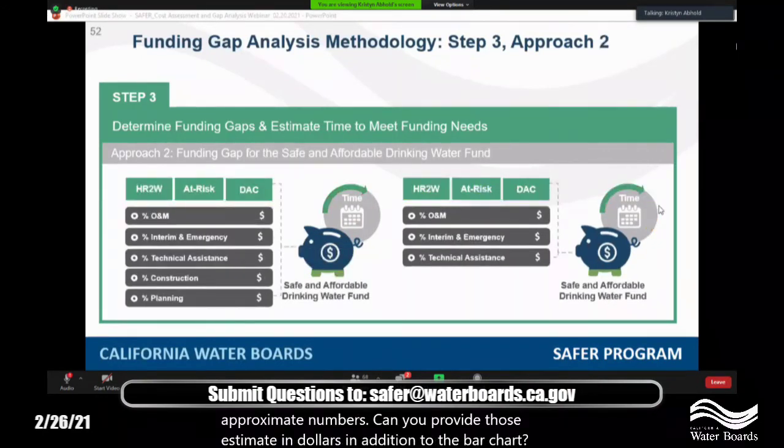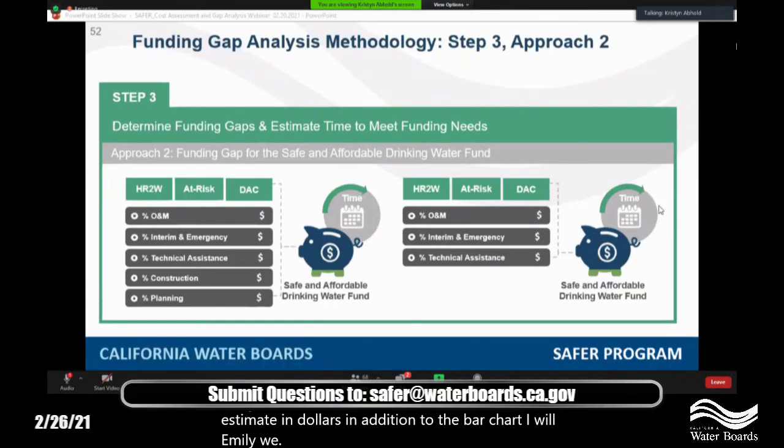Emily, we will be releasing the results of the gap analysis in March towards the end of the month, which will have the actual dollar signs. This is really just providing an overview of the methodology that's going to be deployed in order to calculate those numbers. So we don't have the results to share with you yet.